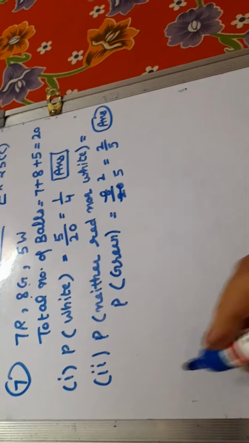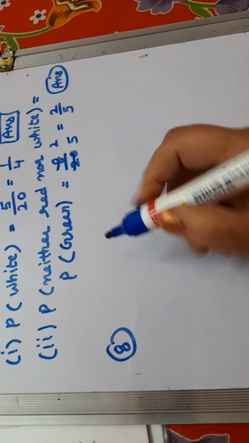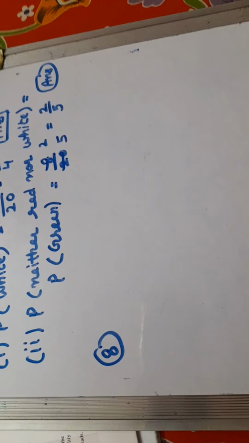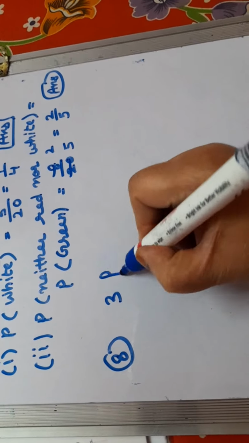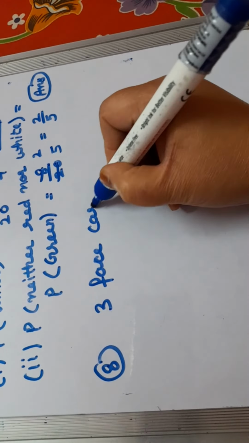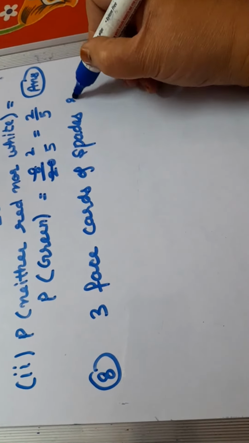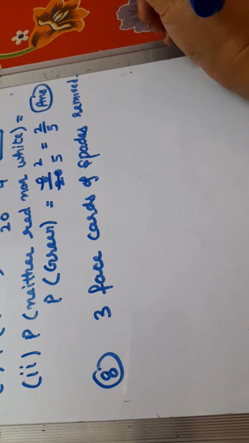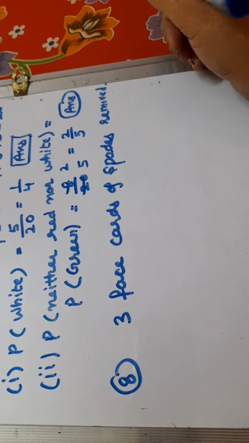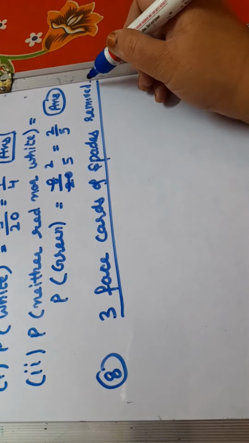Now we will do question number 8. Question number 8 is: all the 3 face cards of the spades are removed. A card is then drawn at random from the remaining pack. So first of all, we will make use of this information. 3 face cards of spades are removed.